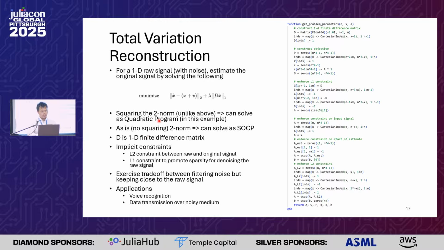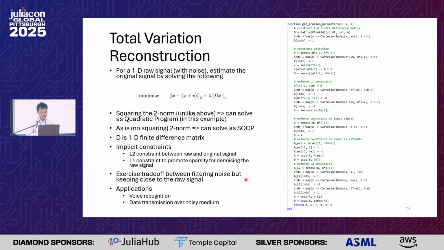There's actually 2 ways you can solve this problem. We can see that this is an L2 norm, so naturally we might choose to use a SOCP constraint on this term, but in this case, we can just add a square and that converts it into a quadratic program. And then we can encode that in the matrix P. Applications include voice recognition and data transmission.